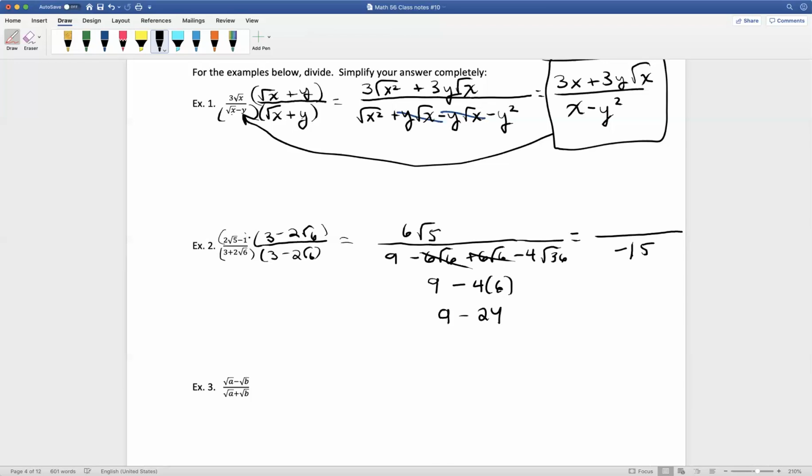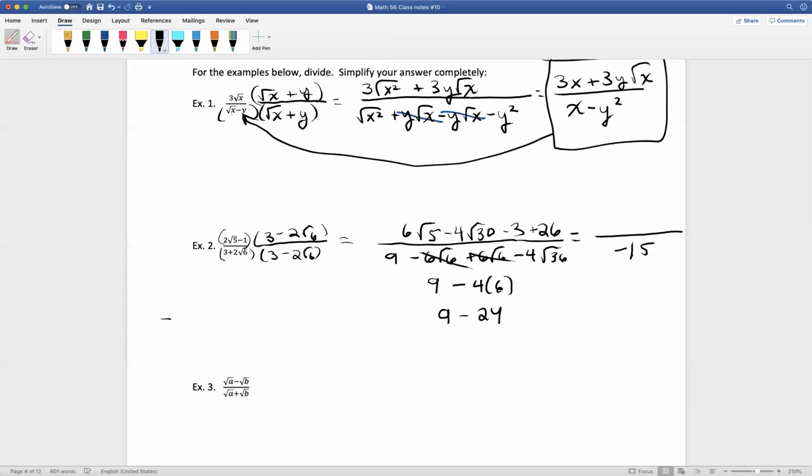Now, I forgot to mention this, our numerator is a binomial. The initial numerator is a binomial, and when we multiply it by the conjugate, that's also a binomial. So we're going to have to FOIL this too. 2 square root of 5 times 3 is 6 square root of 5. 2 square root of 5 times negative 2 square root of 6 gives us negative 4 square root of 30. Negative 1 times 3 for the inner two is negative 3. For the last two, negative 1 times negative 2 square root of 6 gives us plus 2 square root of 6.